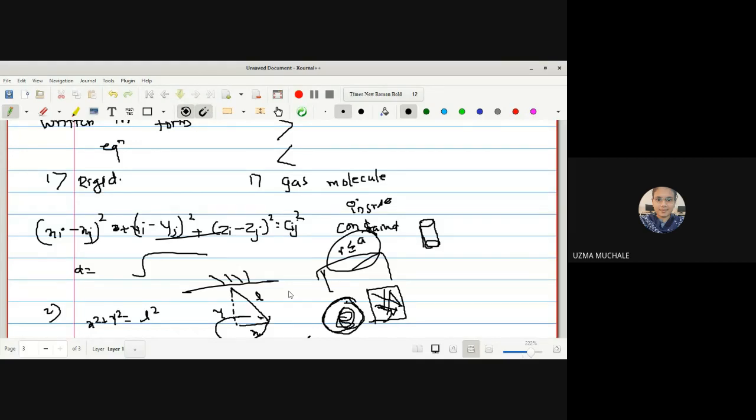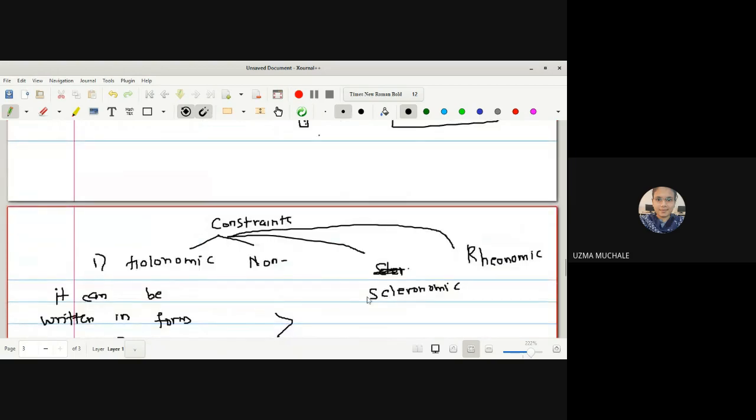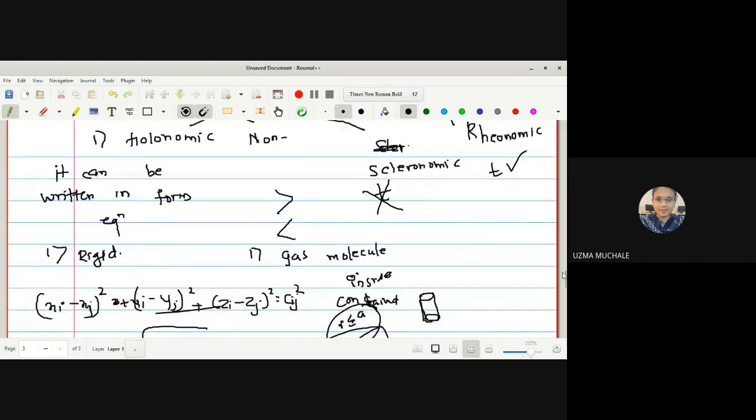Now let us go for the next point, that is scleronomic and rheonomic constraints. The constraints are called scleronomic if they do not involve time t. If it is not involving the time t, then it is scleronomic, and if it involves the time t, then it is called a rheonomic constraint. An example for the rheonomic constraint, you can consider the sugar factory. Okay, what is there in the sugar factory? I will show you that.